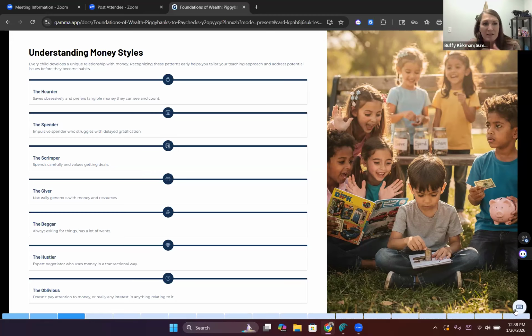And then the next one, the spender. Obviously, they like to spend any money that they get. They can't wait to spend it. Lots of just impulsive buying.